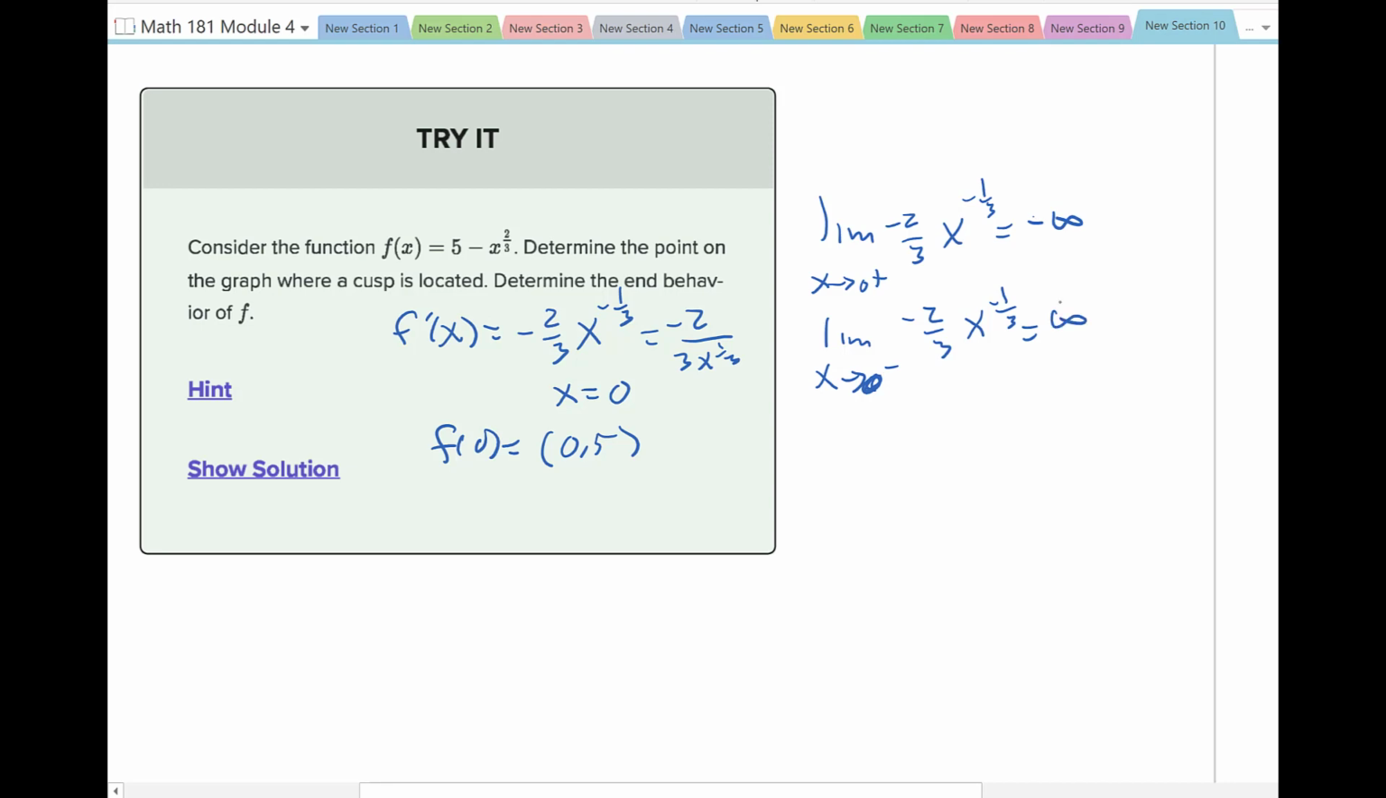Okay. And then our limit, as x approaches plus or minus infinity, of the original function, 5 minus x to the 2/3, that's going to be negative infinity, because we're subtracting, basically it's something minus the infinity.